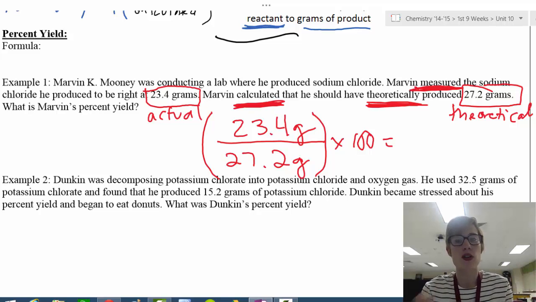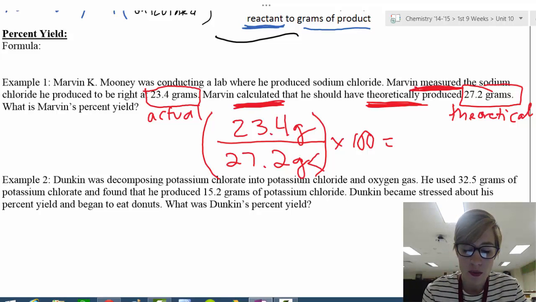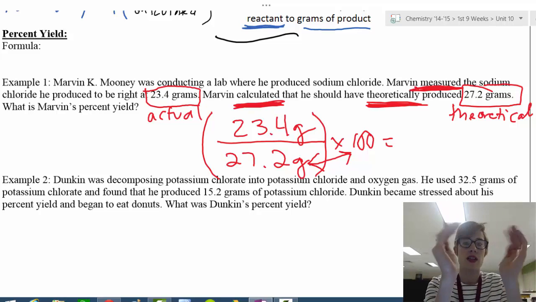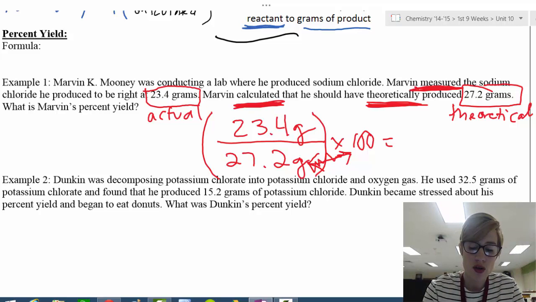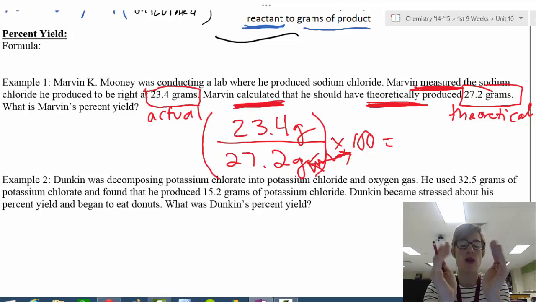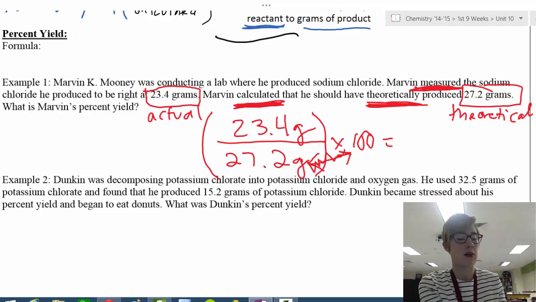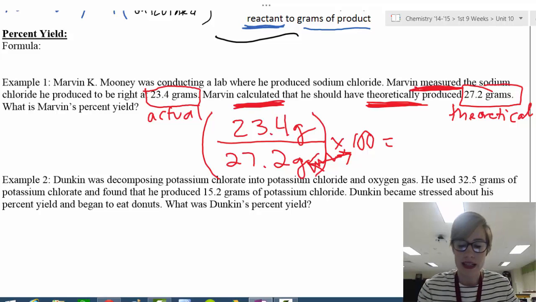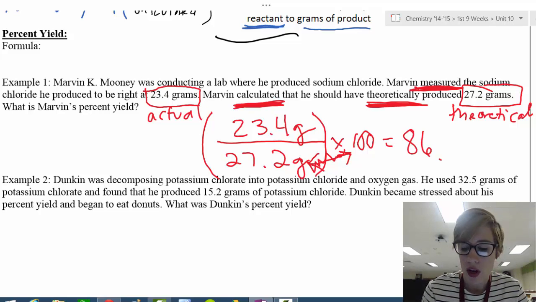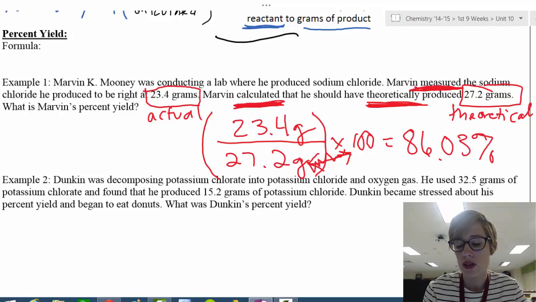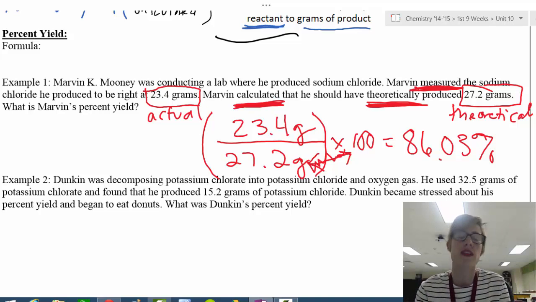You can't type in your calculator 23.4 divided by 27.2 times 100 because it's going to have this 27.2 times 100 instead of your fraction. So be sure that you put the actual and theoretical in parentheses, then times 100. And so that's going to give us 86.03%. That's an okay percent yield. Ideally, you have something in the 90% range, but this Marvin did okay in the lab. He produced 86% of how much he thought he was going to produce.